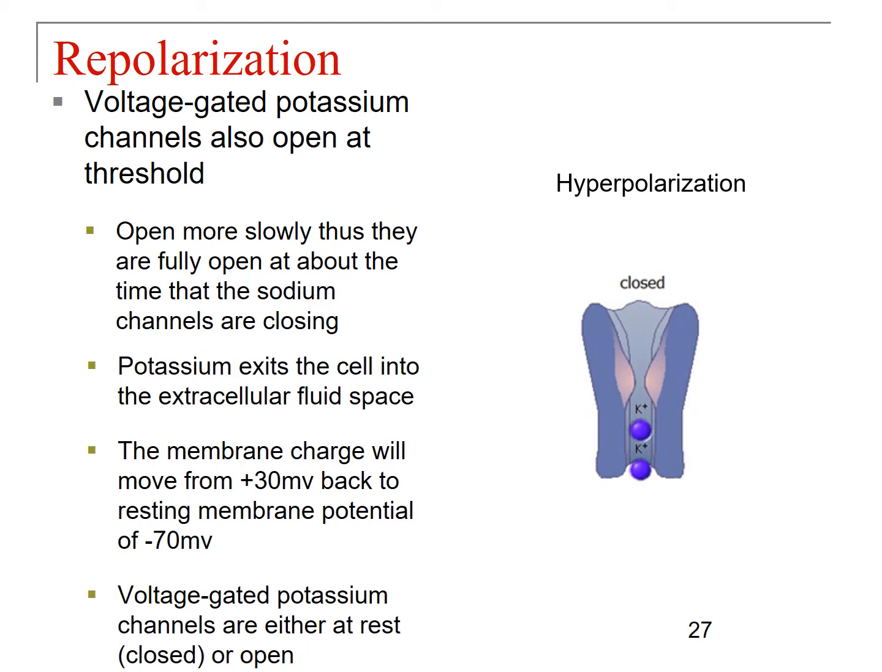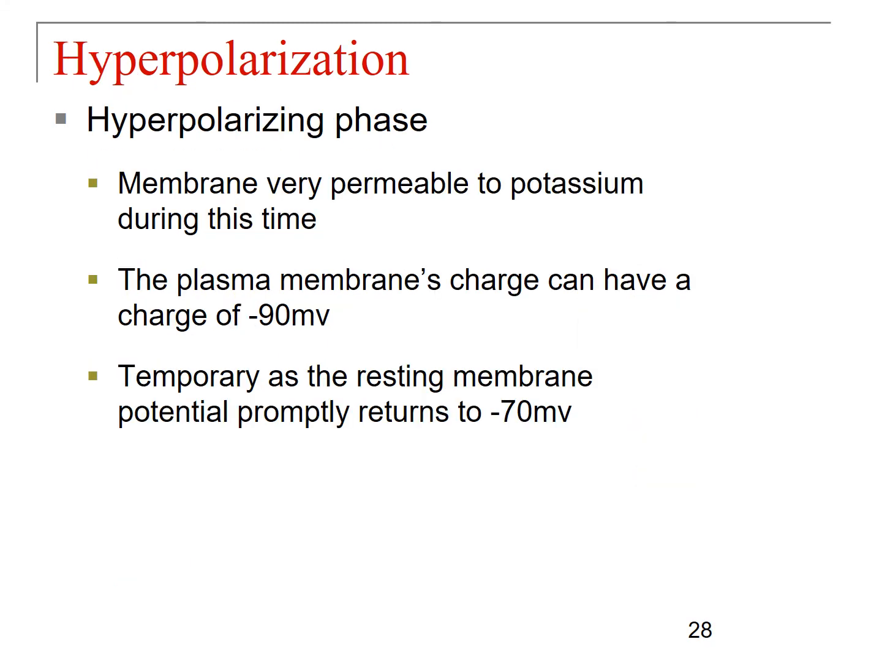Okay, and again, you can see this is what it looks like at hyperpolarization. You return basically to the resting state. So during the hyperpolarizing phase, most of the potassium channels are still open. They do close during this time, but they close more slowly than the sodium channels do. So your plasma membrane can have a charge of up to negative 90 millivolts, but at that point, those leak channels start kicking back in and working, and so does the sodium-potassium pump, and it'll return the membrane potential to negative 70 millivolts very quickly.